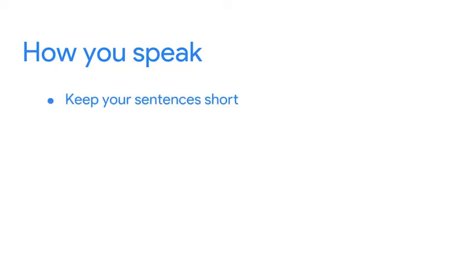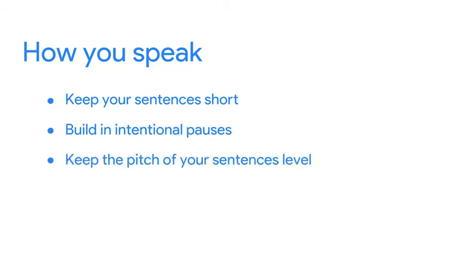It's also good to note that how you present information is just as important as what you present. And I have some best practices for delivering presentations. First, pay attention to how you speak. Keep your sentences short. Don't use long words where short words will work. Build in intentional pauses to give your audience time to think about what you've just said. Try to keep the pitch of your sentences level so that your statements aren't confused for questions.